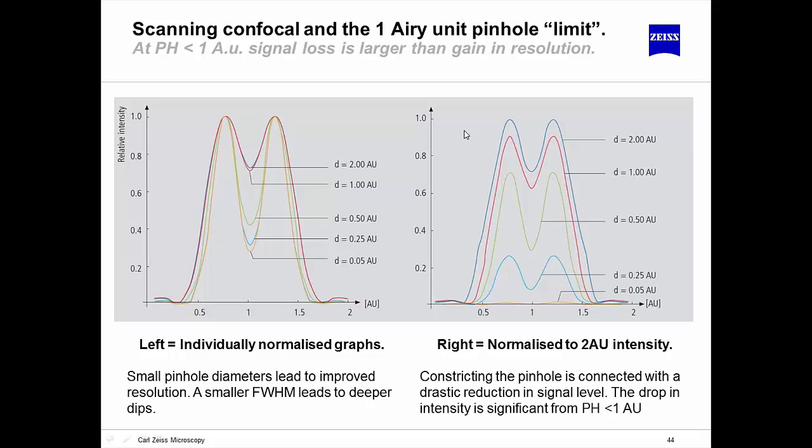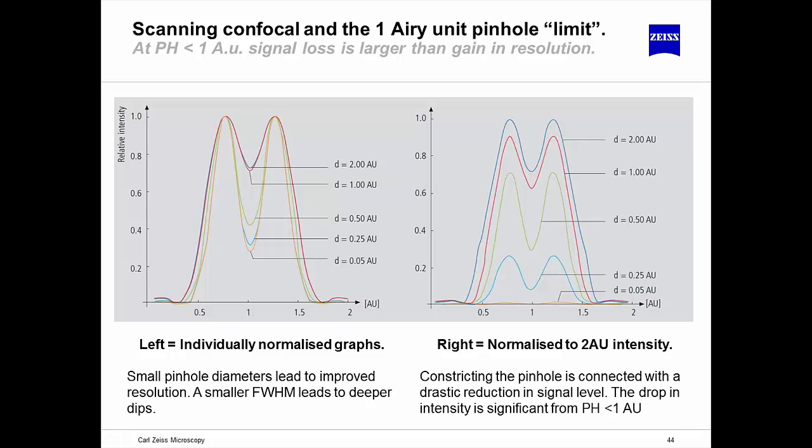However, the graph on the left is normalized, where each graph is normalized to itself. The graph on the right, all of the graphs are normalized to the 2 area unit graph. And what you see is, whilst you get a deeper dip in between these 2 point objects as you close the pinhole, you do it at the cost of most of your sensitivity. So eventually down here at 0.05 area units, you just can't see the signal at all. So this is why most people simply haven't done this in the past.